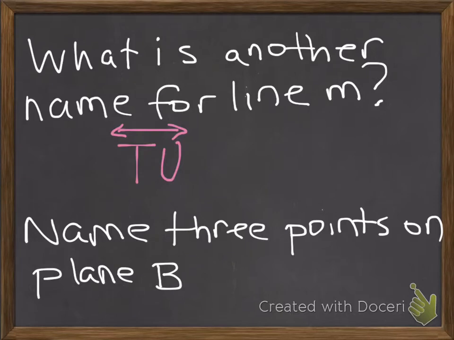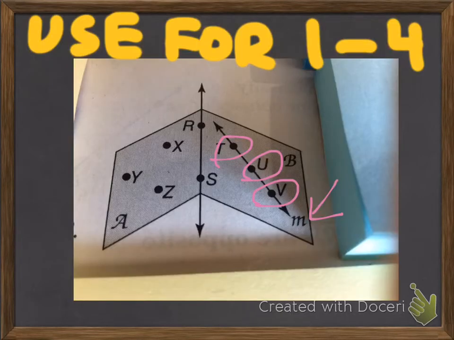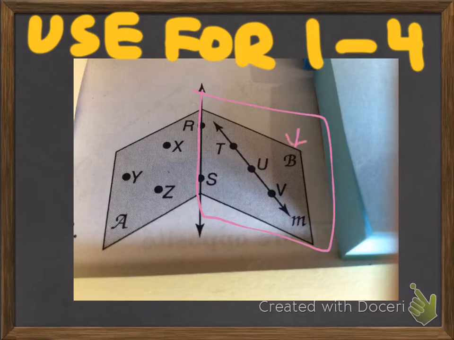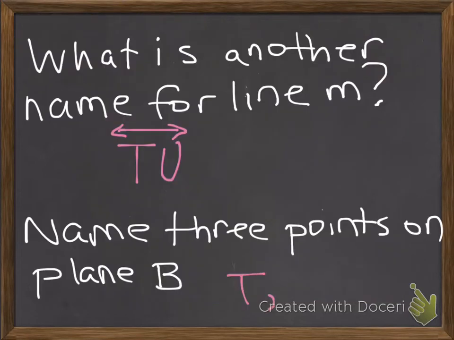Now, 3 points on plane B. We're looking at where plane B is, which is basically the right half of this diagram. Okay, so it's here. If you see plane B is labeled here. So if we're naming 3 points on plane B, that means that it needs to be any of these 3 points. Basically, the points that are on line M, because those are the main 3 points in the plane. So you would put T, U, and V. And naming points, points have to be named as capital letters. So you would name them as capital T, capital U, and capital V.